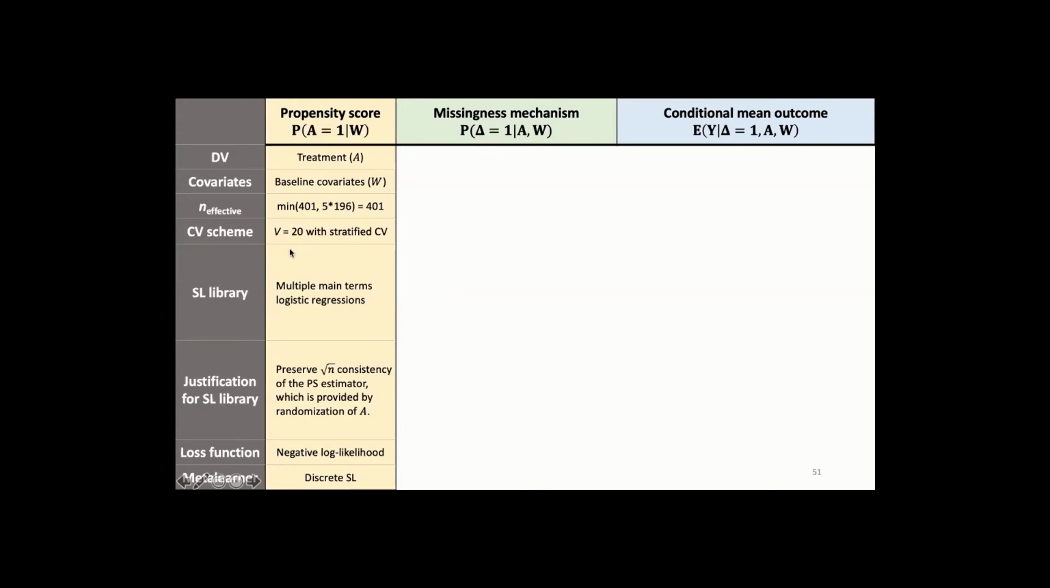For the cross-validation scheme, since our effective sample size is less than 500, we recommend V equals 20, and we have a binary dependent variable, so stratified cross-validation. The superlearner library is pretty simple here, and we note that there might be chance imbalances in the treatment randomization, so we want to adjust for those by estimating the propensity score. We want to include any potential confounders, so we consider a few different parametric regressions to model the propensity score, some perhaps with more or fewer confounders than others. We want to take full advantage of the treatment being randomized, which means we want to ensure that the root-n consistency of the propensity score estimator is preserved.